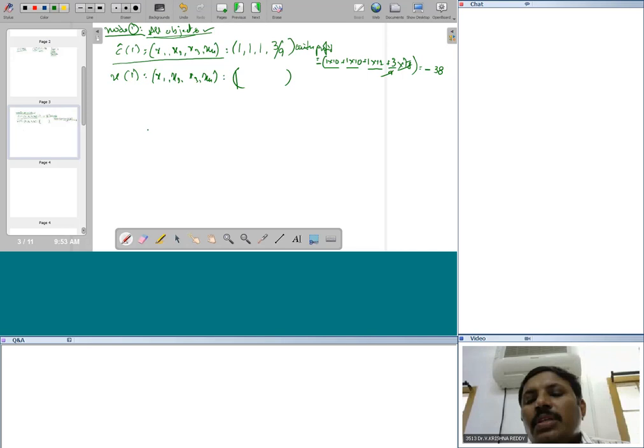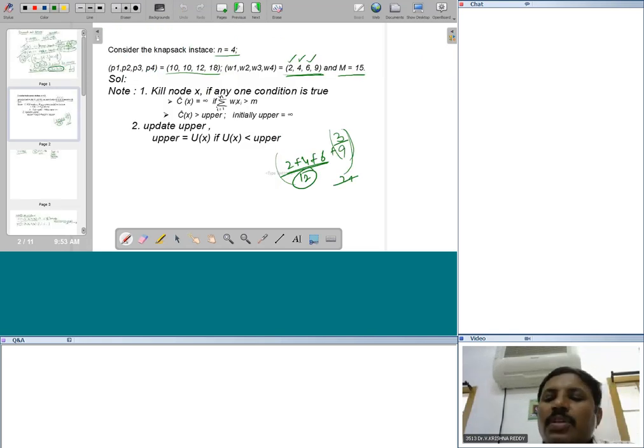U of 1 is the same as the previous one. We are using the same status of the node, but we are not allowed a portion of the object. It's only the 0/1 knapsack problem. So in the same way, the order of the objects: first object is selected, second object is selected, third object is selected, due to the capacity of the knapsack being 15. First object, second object, third object.